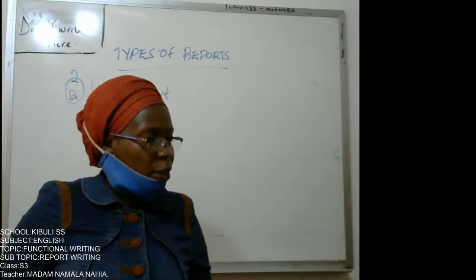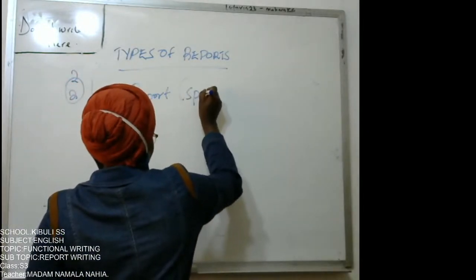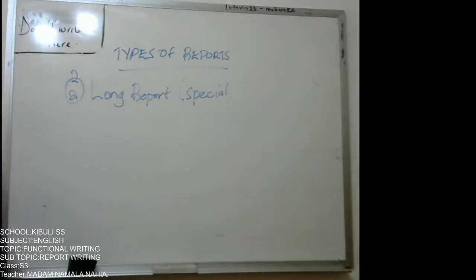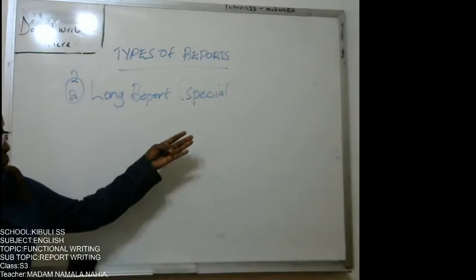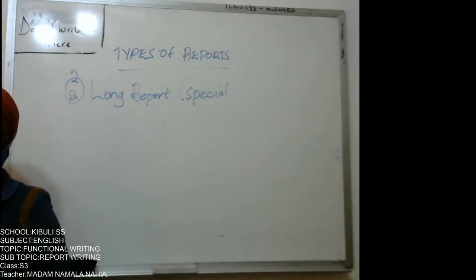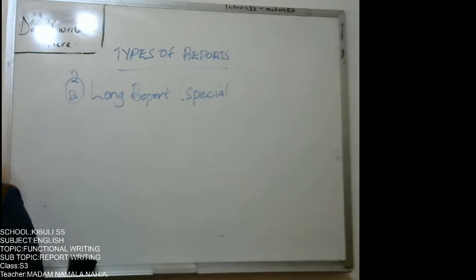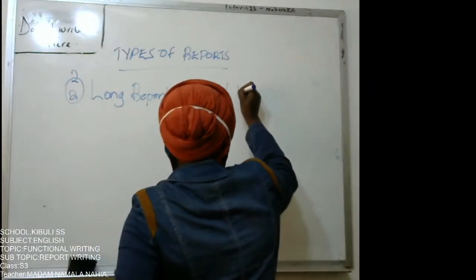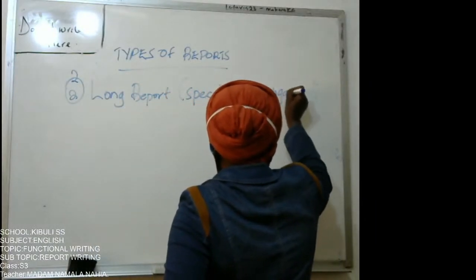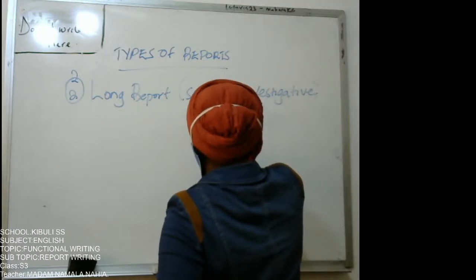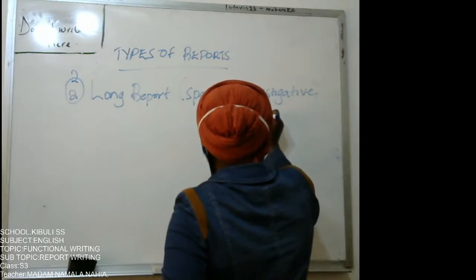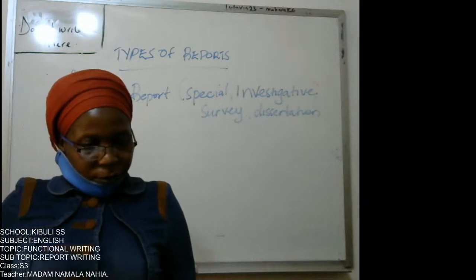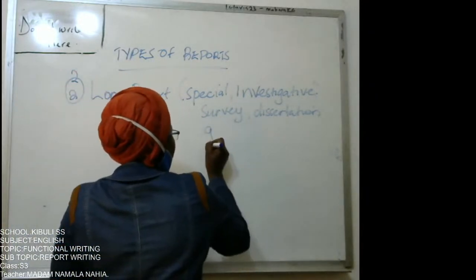This one is also called a special report. We term the other one as a simple report. We are terming this one as a special report. What makes it so special? When I talked about simple, I think you also noticed the simplicity of the short report, basing on the layout and what we have seen. So this one is a special report. This one is called an investigative report. This one is also called a survey report. Some people will term it as a dissertation. Some people will term it as general.